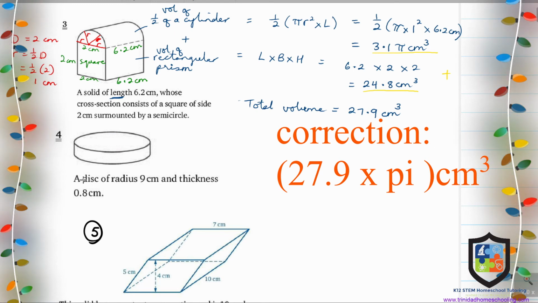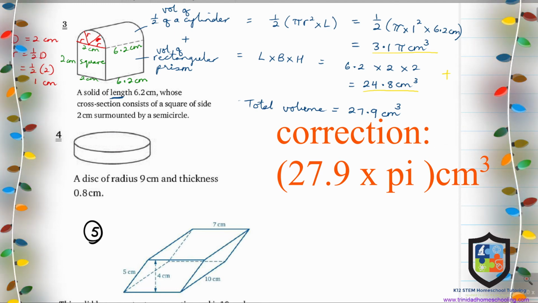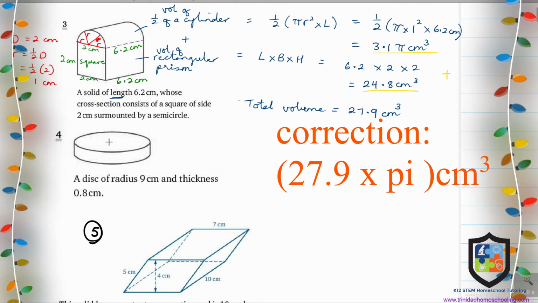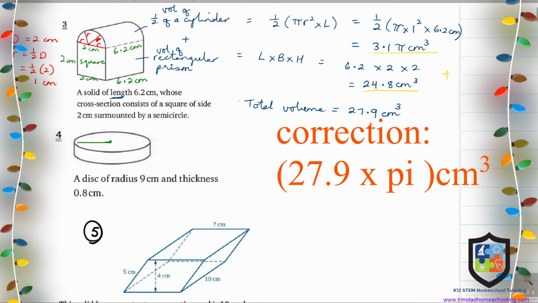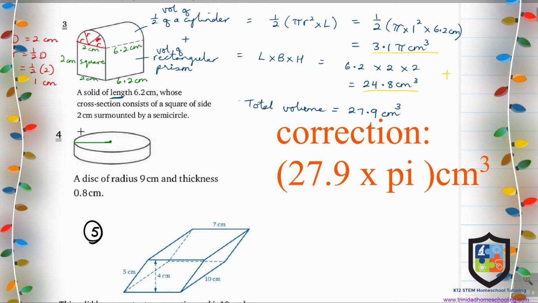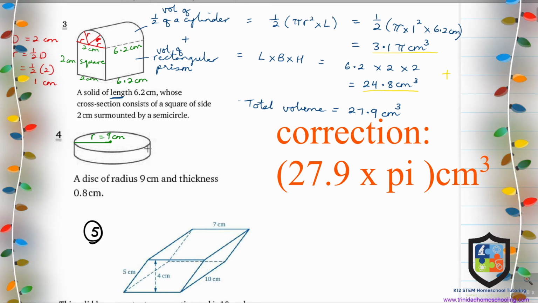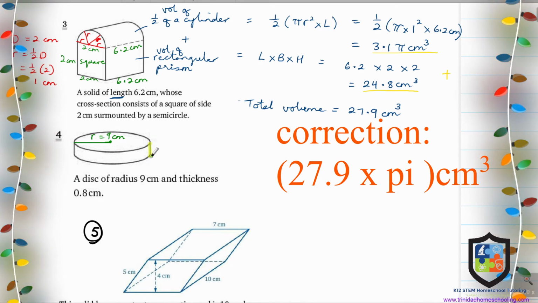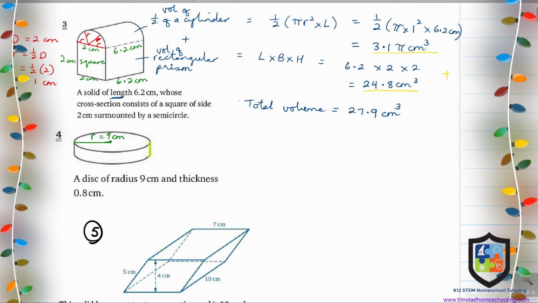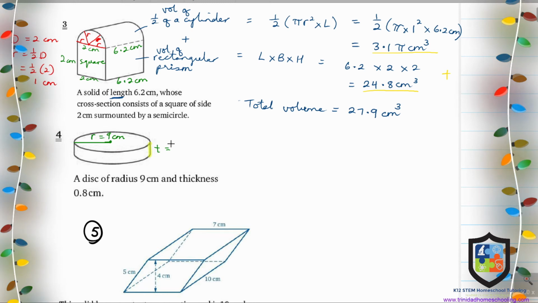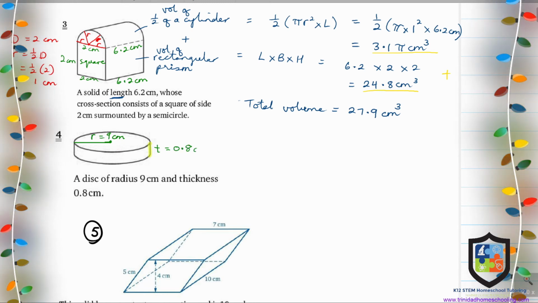Let's take a look at number 4. We have a disk of radius 9 centimeters. So let's put in that value. Again, we're going to start at the center of the circle and extend towards the circumference to find our radius. That's r, and r is equal to 9 centimeters. The thickness is 0.8 centimeters. Alright? So here we're not seeing height or length, but we're seeing t for thickness. Alright, so our thickness here is going to be our height or our length, and it is 0.8 centimeters.